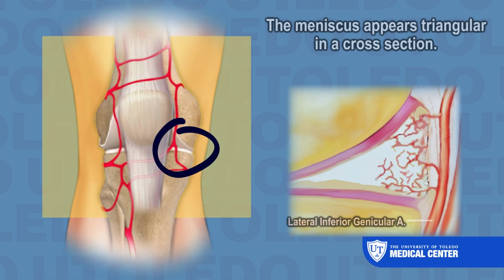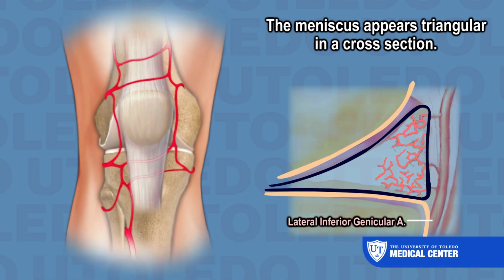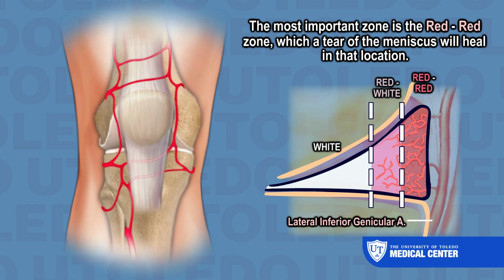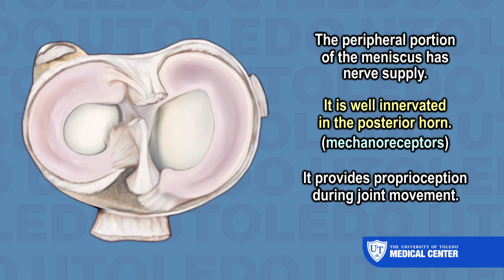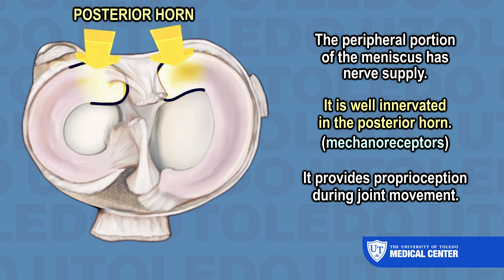The meniscus appears triangular in a cross-section. The most important zone is the red zone. Tear of the meniscus will heal in that location. The peripheral portion of the meniscus has nerve supply. It is well innervated in the posterior horn of the meniscus, and it provides proprioception during joint movement.